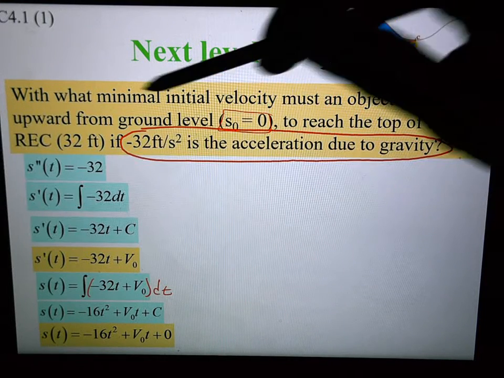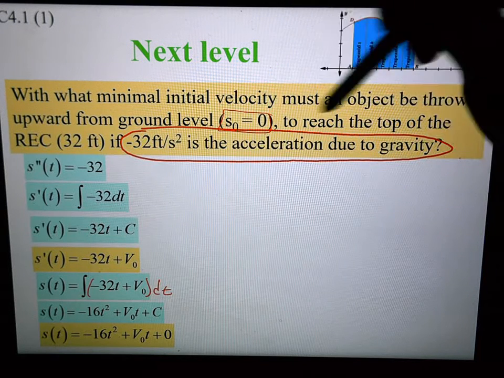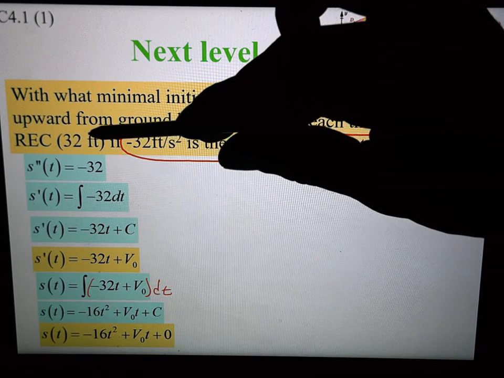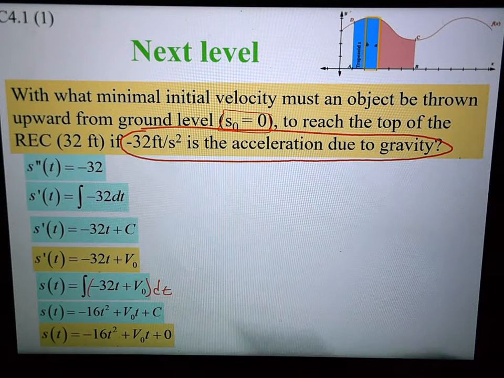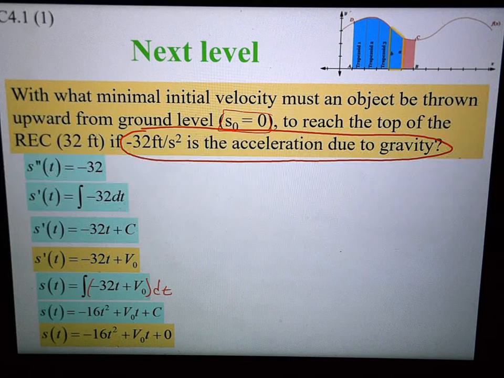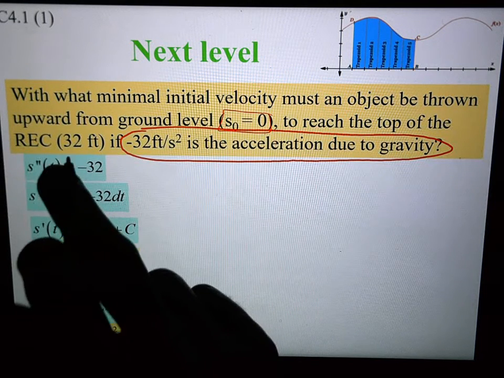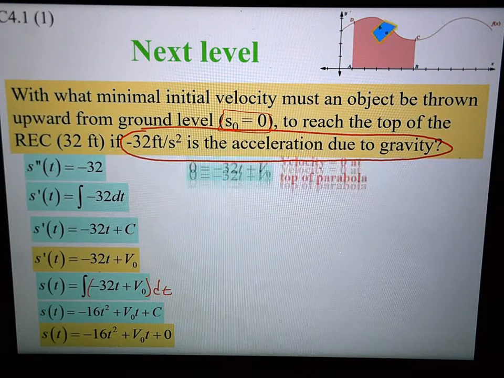The question says, with what minimal initial velocity must an object be thrown upward from ground level to reach the top of the rack, which is 32 feet. By the way, this is the Rene Roddenberry Center. That's the top of the gym, the East Gym, and I was trying to see how much force is required to shoot something up on top of that building. Maybe a water bottle. I'm not sure. Okay. So what I'm going to do now is I need to figure out what velocity it's going to take to reach 32 feet. Look at this equation.